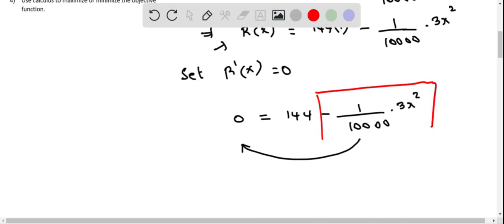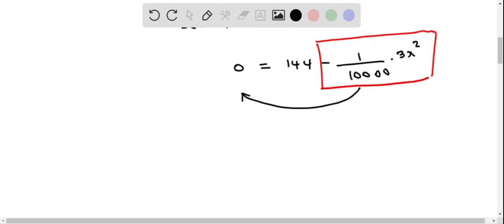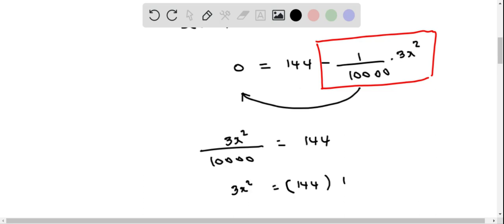This is in terms of negative, and when it is transposed to the left side, it becomes a positive quantity. So I'm going to write down this as 3x squared over 10,000. This is equal to 144. Now I multiply both sides by 10,000. So I get 3x squared equals 144 times 10,000.